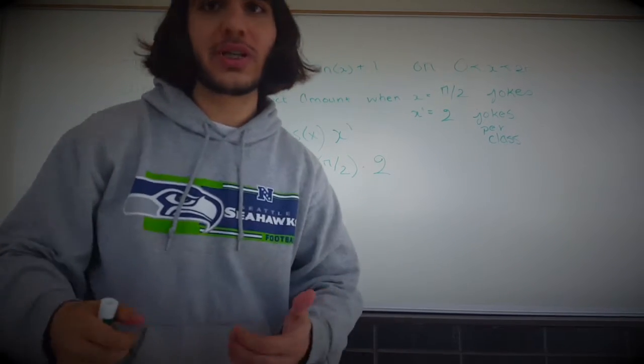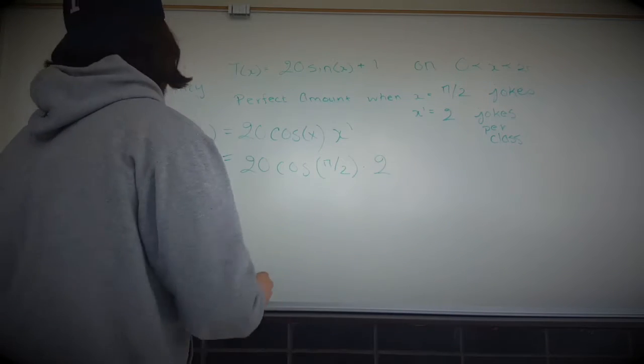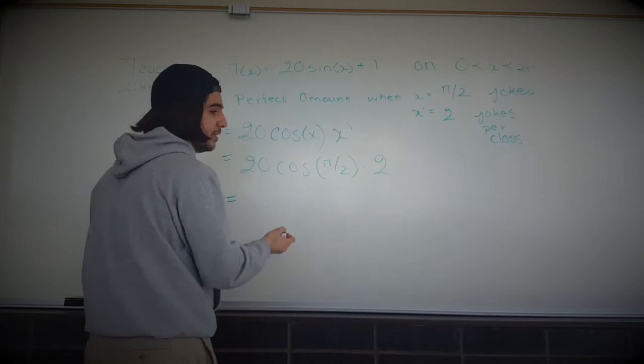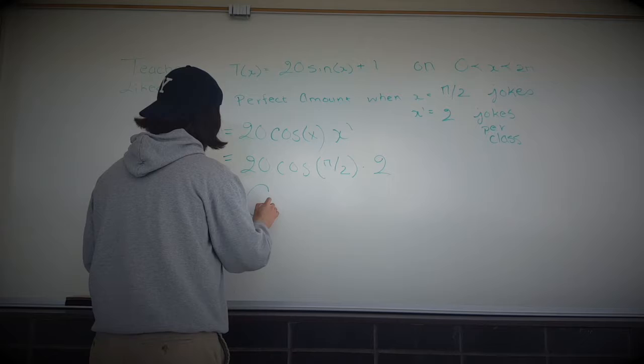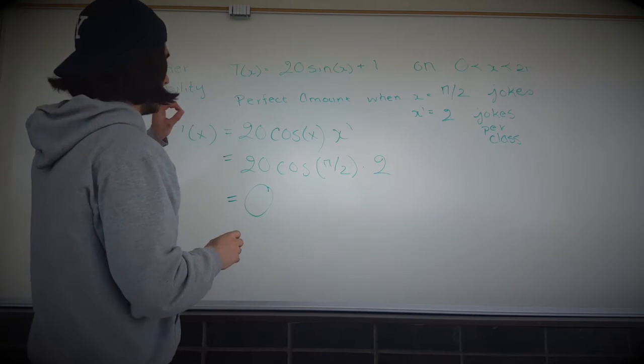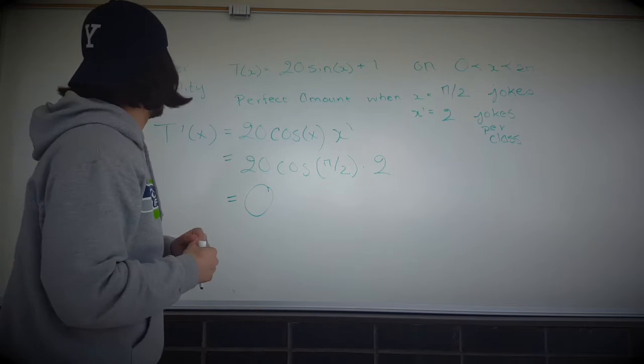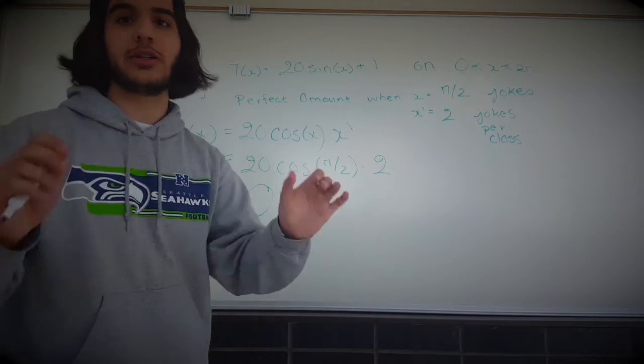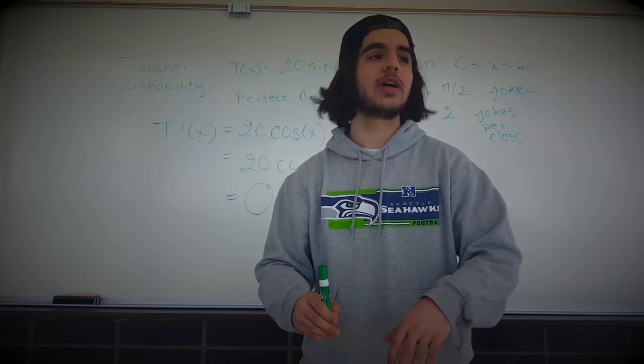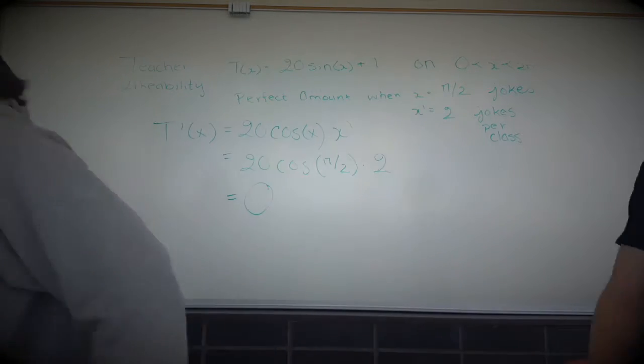So what's the cosine of pi over 2, guys? That's just 0. So anything times 0, we know is 0. So at this perfect amount of jokes, pi over 2 jokes in the class, the teacher likability index is not changing. That's going to wrap it up. How do you like a taste of your own medicine?